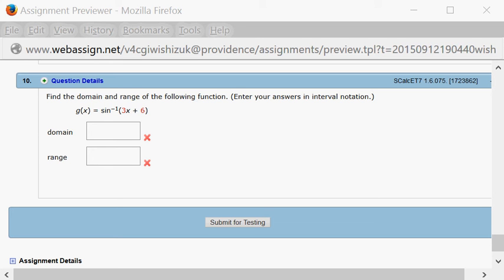Alright, let's look at homework 1.6, problem number 10. We want to find the domain and the range of the arc sine of 3x plus 6. Alright, so let's do that.